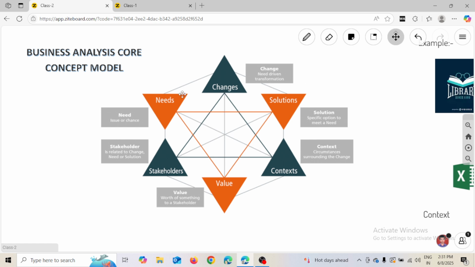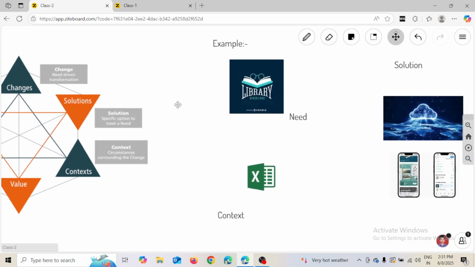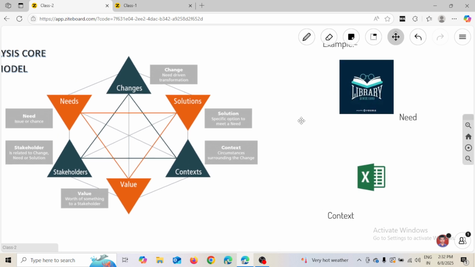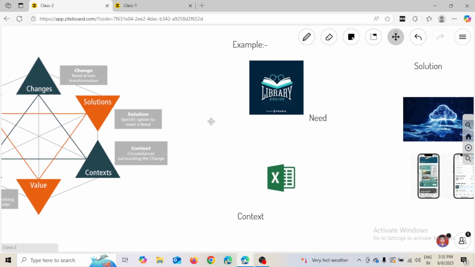Basically, there are six components written over here: need, stakeholder, value, context, solution, and change. Each and every one we are going to learn from an example. Let me ask, what basically is the context? If I ask you, what will you answer? Just write it down in the comment box, right? Secondly, what do you mean by value? What do you mean by change? What do you mean by stakeholder? I believe stakeholder you can understand. What do you mean by need? What do you mean by solution?